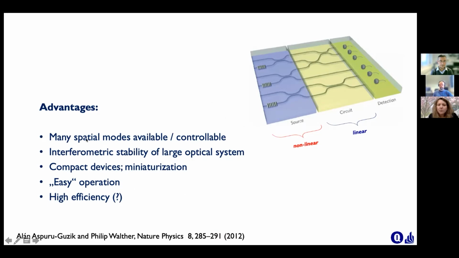You have many spatial modes available. They are well controllable. You get the interferometric stability of large optical systems. You can have compact devices. You get the miniaturization, easy operation, well, whatever you call easy, but it's comparatively easy. And one of the things which you want to have and maybe can have is high efficiency. But this is what a lot of people are working on these days. High efficiency means that there's no loss in the circuitry.